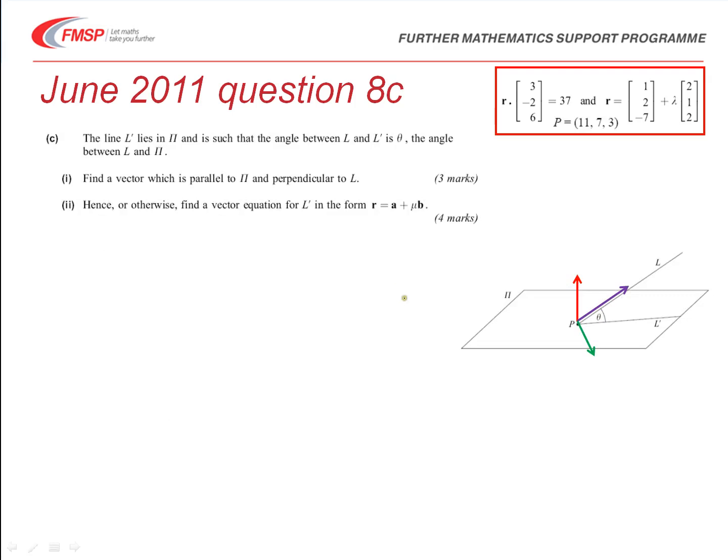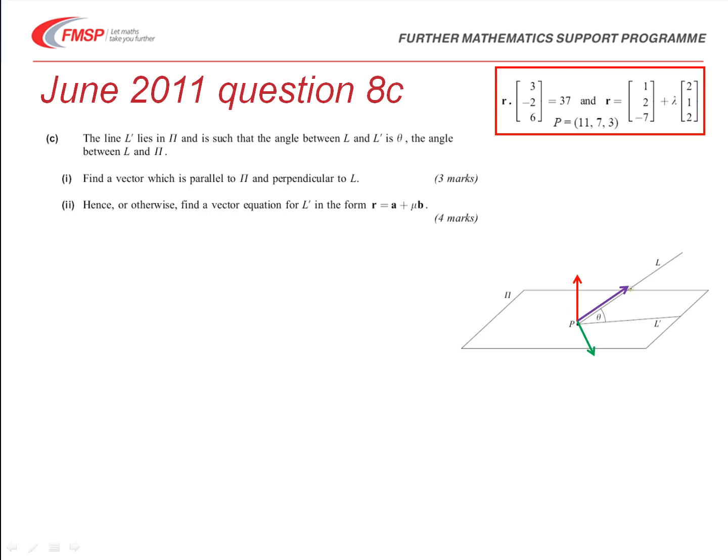Okay, finally into part C of this question. You're told that there is a line L1 lying in the plane such that the angle between L and L1 is theta. In other words, if you look directly down vertically from above the plane, L1 is directly below L.